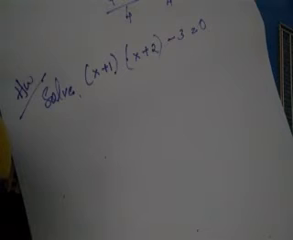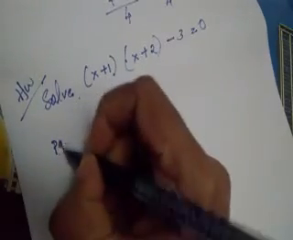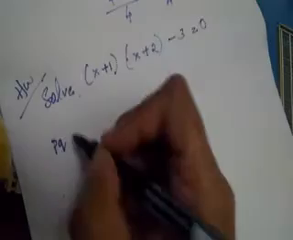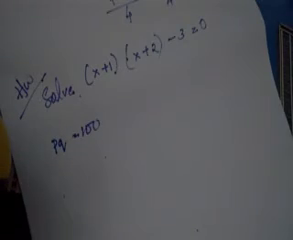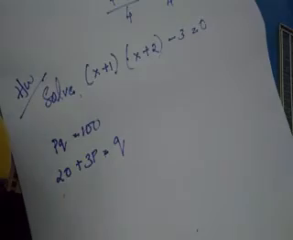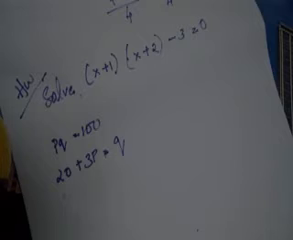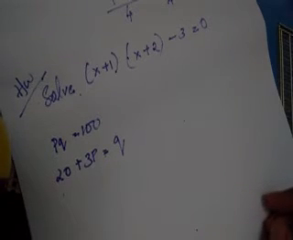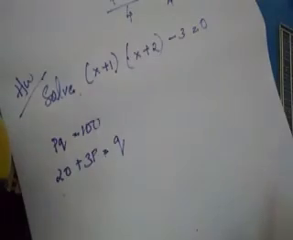Demand for goods of an industry is given by the equation PQ. PQ പറയുന്ന small pq ആണ്. PQ is equal to 100 and supply is given by the equation 20 plus 3p is equal to Q, where P is the price and Q is the quantity. Find P and Q. So, I just read out the question.